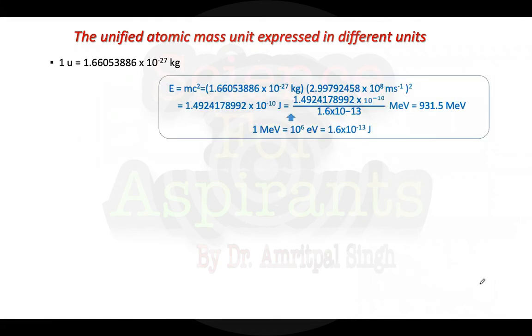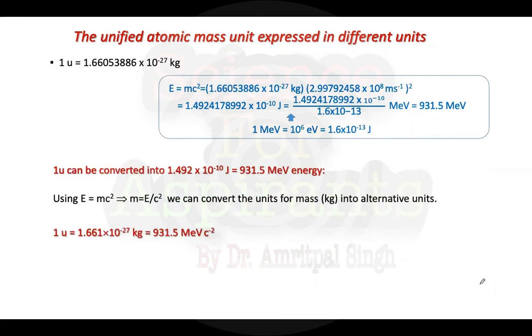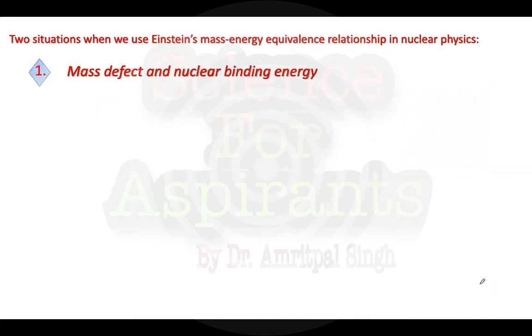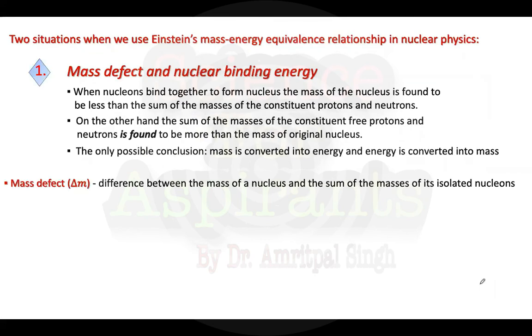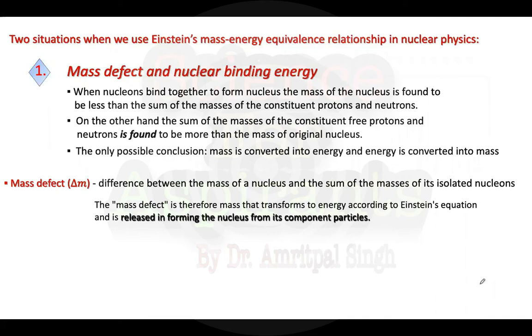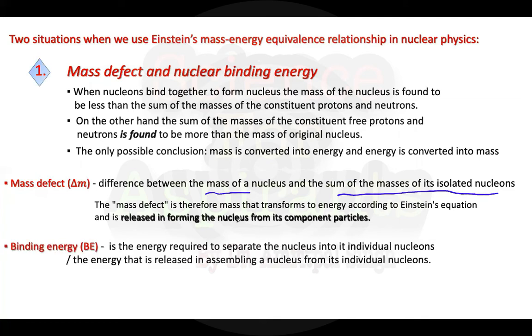Second, we can convert this atomic mass unit in terms of mega electron volt, which is of the order of 931.5 MeV. There are two types of problems which we generally find, from which we can find the binding energy. Generally the mass defect is the difference between the mass of the nucleus and the sum of the masses of its isolated nucleons. Mass defect tells us the transformation to energy according to the Einstein equation, which is released in forming the nucleus from its component particles.